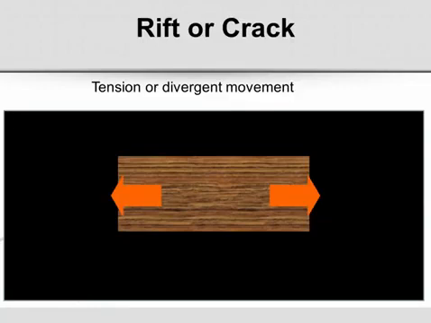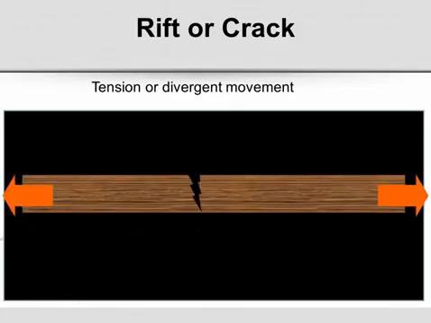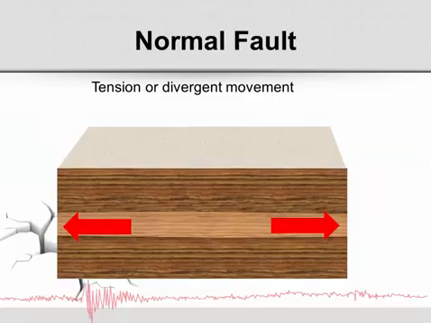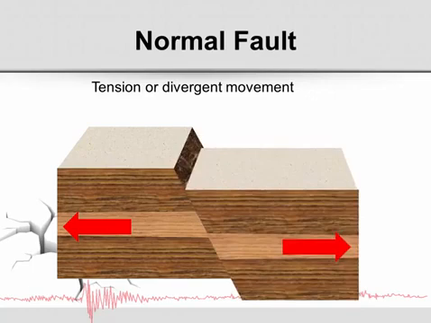When the Earth is pulling apart or forces are acting on it in opposite directions, the crust will thin, stretch, and possibly crack. These cracks are often known as rifts. This is caused by tension or divergent motion. A normal fault also happens with tension or divergent motion. If the rock is more rigid and less likely to stretch, it may simply crack, and when it does, one block may drop lower than the other. This is what's called a normal fault.